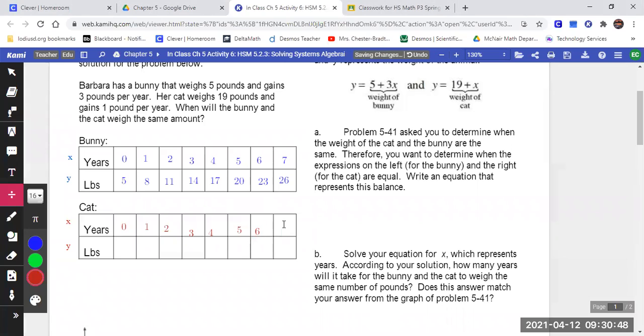So the X's are never going to be different between the two situations. Okay. You guys almost done with the cat?